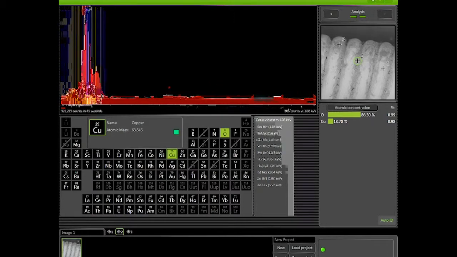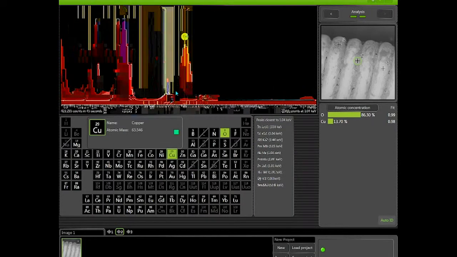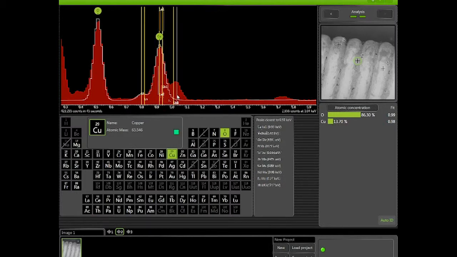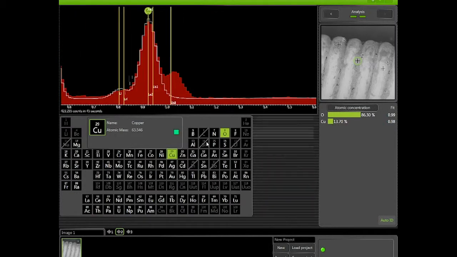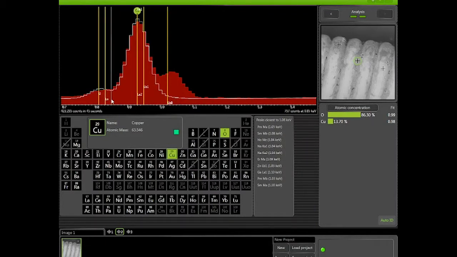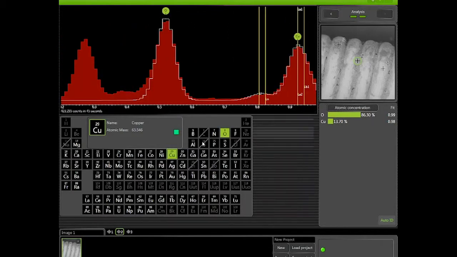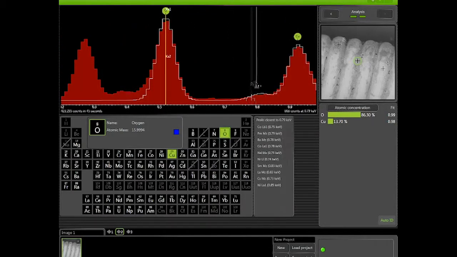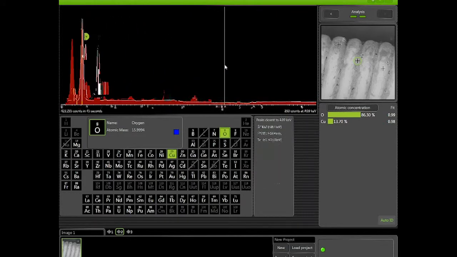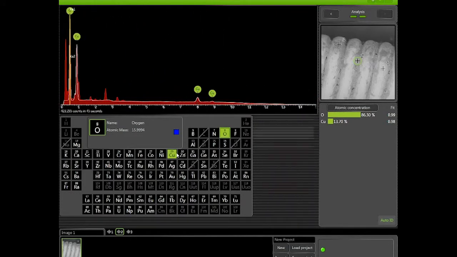Again, we look at the copper peak at 0.9. And this time when we look at oxygen, it has a much higher peak, indicating higher concentration of oxygen at this point. This is the K alpha for the copper here. So thus we see how EDS helps in analyzing the element composition of a sample and the level of oxidation on a copper wire in this particular sample.